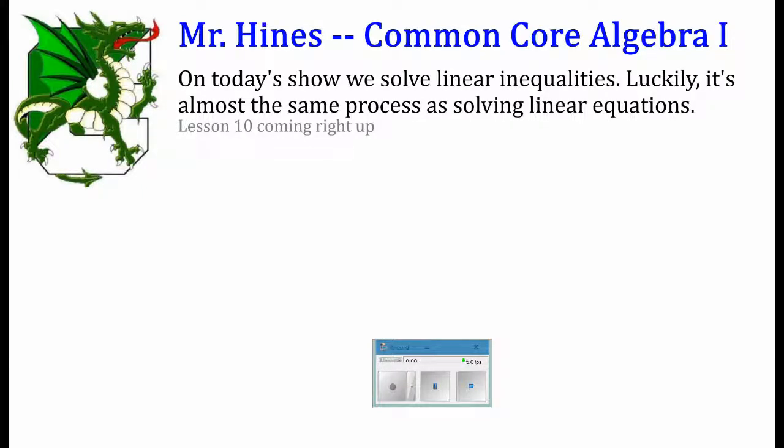Hi everybody. On today's show we solve linear inequalities. Luckily it's the same thing that we do when we solve linear equations, except for one extra step: what happens when I divide or multiply by a negative number. There's just one little property of inequalities that's a little different, but we'll get the hang of it.